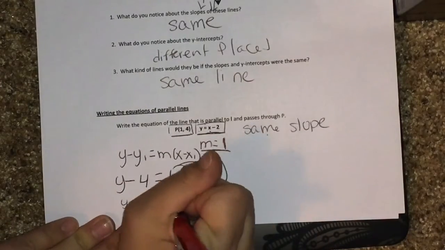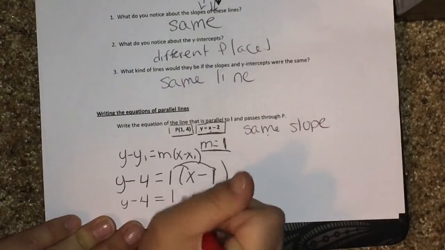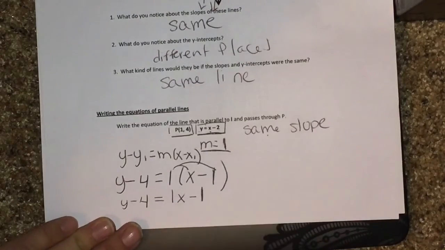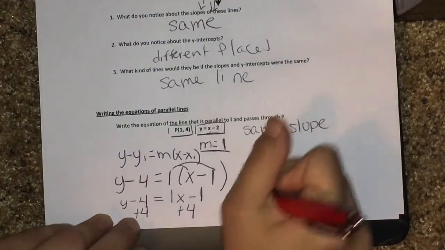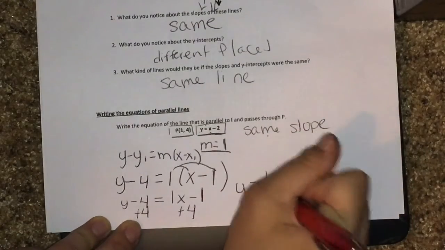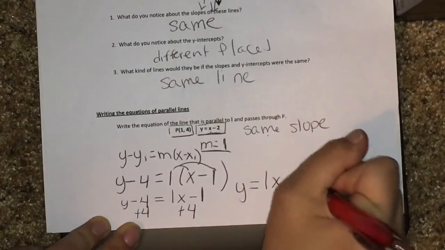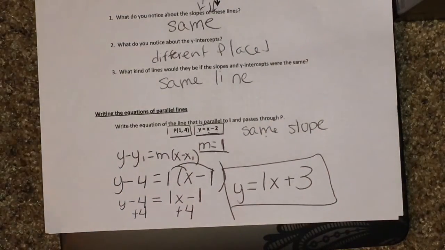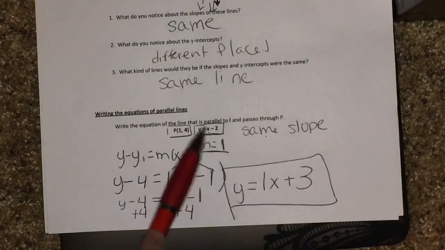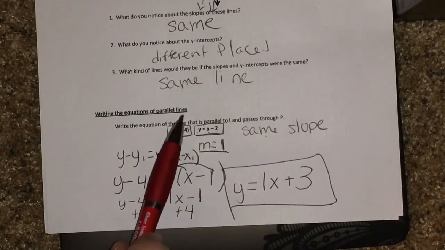So y minus y1, which is 4, equals m times x minus x1, which is 1. So y minus 4 equals 1x minus 1. Then add 4, y is equal to 1x plus 3. And that is an equation of a line parallel to this line, but that goes through this point.